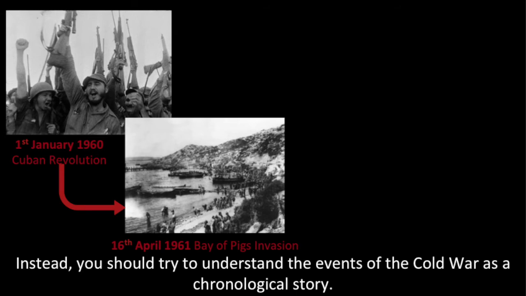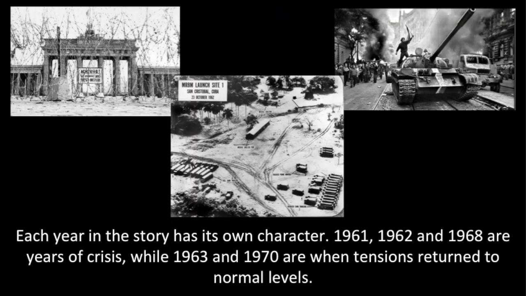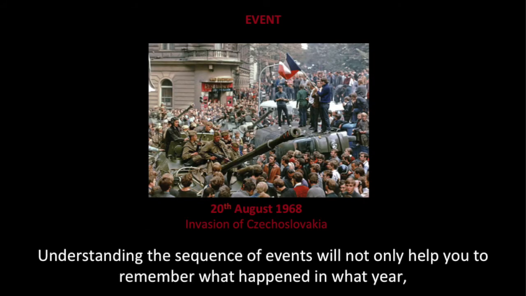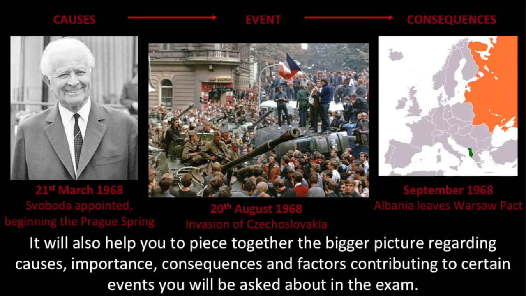Instead, you should try to understand the events of the Cold War as a chronological story. Each year in the story has its own character. 1961, 1962, and 1968 are years of crisis, while 1963 and 1970 are when tensions return to normal levels. Understanding the sequence of events will not only help you to remember what happened in what year, it will also help you to piece together the bigger picture regarding causes, importance, consequences, and factors contributing to certain events you will be asked about in the exam.